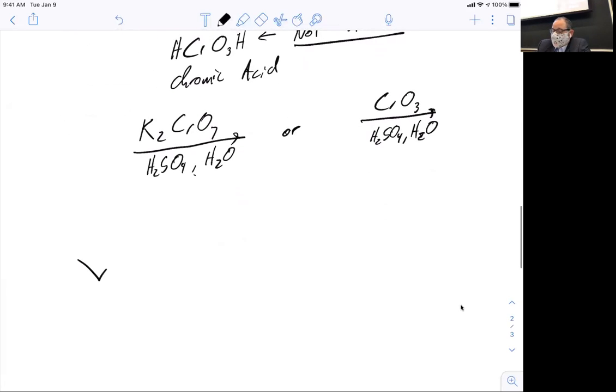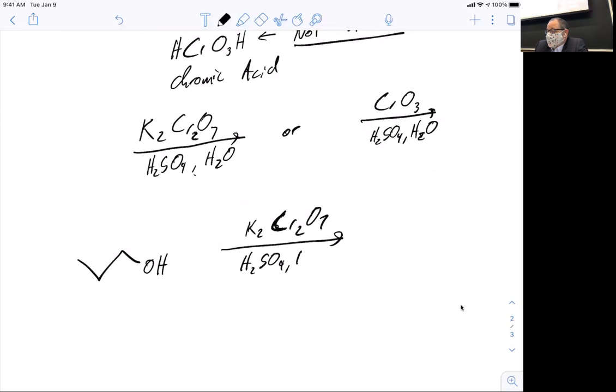So if we look at the primary alcohol with chromic acid reagents, right? So the potassium dichromate. Oops, that's supposed to be a 2 there. Please correct that. That's a 2. Na2Cr2O7, sulfuric acid, aqueous. If I have a primary alcohol, I'm going to end up with a carboxylic acid.